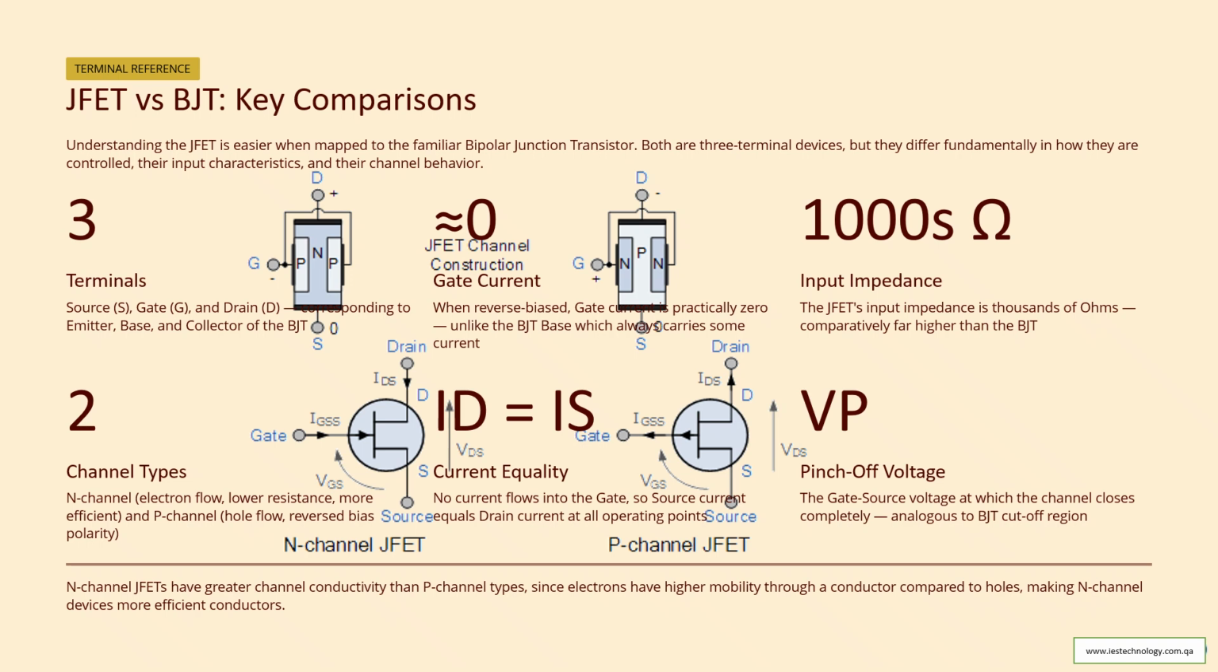1000 omega input impedance. The JFET's input impedance is thousands of ohms, comparatively far higher than the BJT. VP pinch-off voltage. The gate source voltage at which the channel closes completely, analogous to BJT cutoff region. N-channel JFETs have greater channel conductivity than P-channel types, since electrons have higher mobility through a conductor compared to holes, making N-channel devices more efficient conductors.